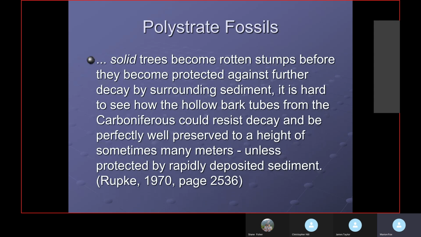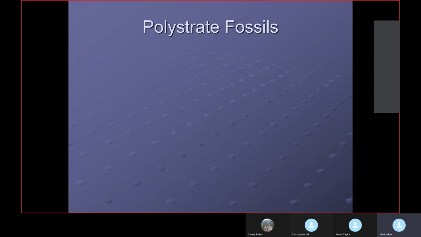Solid trees become rotten stumps before they become protected against further decay by surrounding sediment. It is hard to see how the hollowed bark tubes of the Carboniferous could resist decay and be perfectly well preserved to a height of sometimes several meters, thus protected by rapidly deposited sediment. That sounded like flood to me. Rapidly deposited sediment.